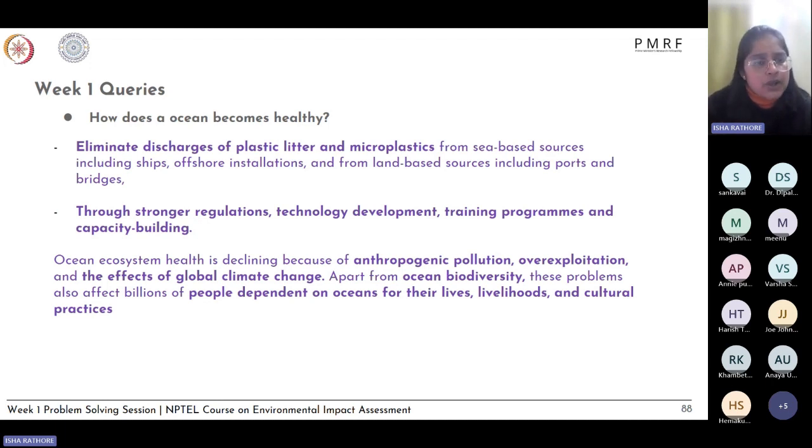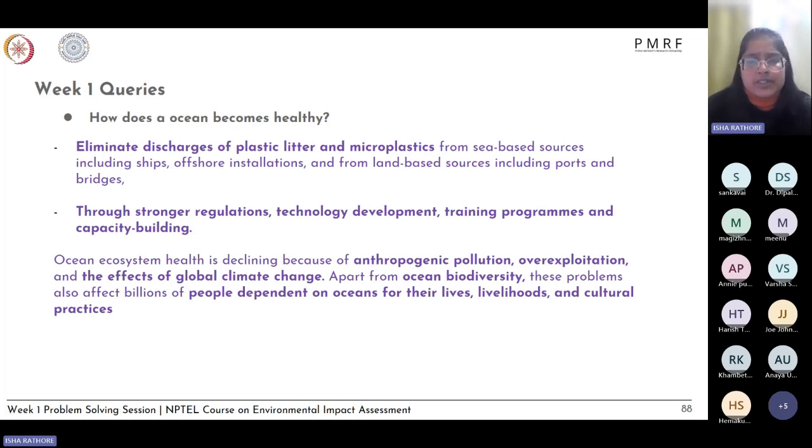Then you can also have stronger regulations and technology development on cleaning the ocean, training programs and capacity building workshops for people who want to take an active role in keeping the oceans clean and healthy. Again, control of anthropogenic pollution, taking measures to avoid overexploitation of the ocean, and a sort of irreversible factor is the effect of global climate change, where we see the ocean temperature increasing because of the global climate change which has been occurring.